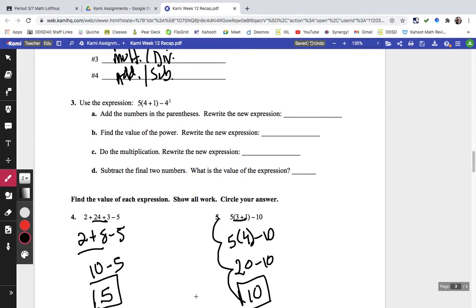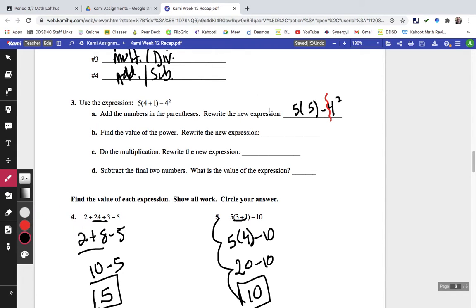If we were looking at 5 times parentheses, 4 plus 1, minus 4 squared, add the numbers in the parentheses and write the new expression. That would be 5 times 5 minus 4 squared. Find the value of the power, that's 16. And this came up today in class, that there's no parenthesis there. So really what we're looking at is 4 squared.